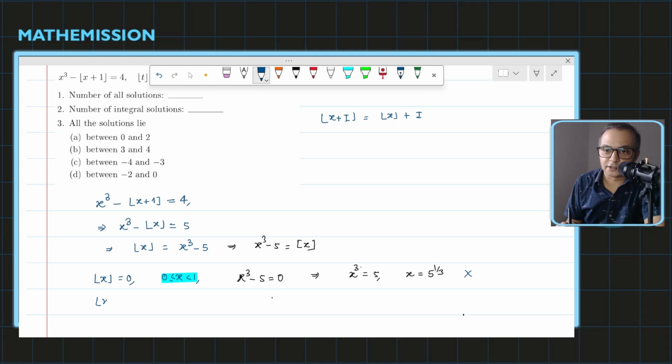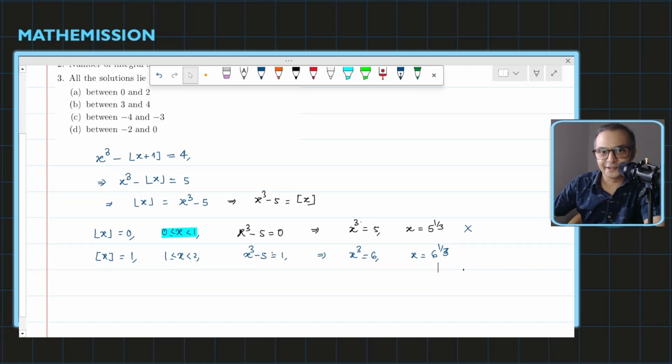Now we set to the other integer. The next integer I will set is 1, and I have x from 1 to 2. In this way, I am getting x cubed minus 5 is equal to 1, and so it will turn into x cubed is equal to 6, and I have x equal to 6 to the power 1 by 3. Now we have to analyze cleverly whether this value, x equal to 6 to the power 1 by 3, is lying in this interval or not. So how do we analyze it?